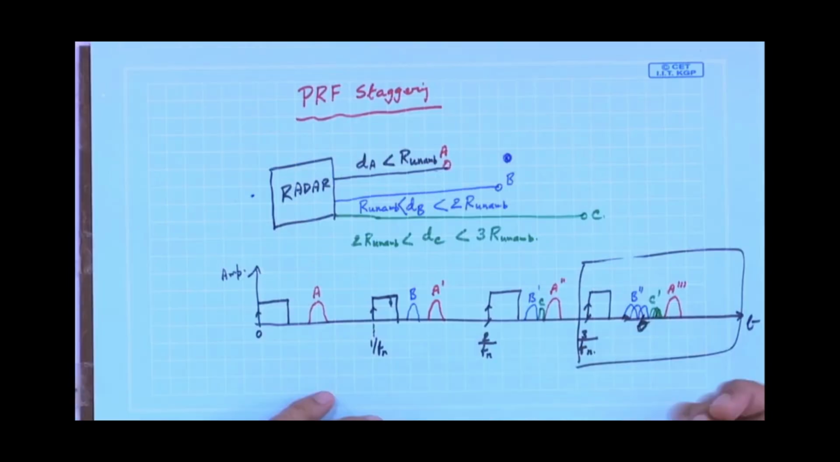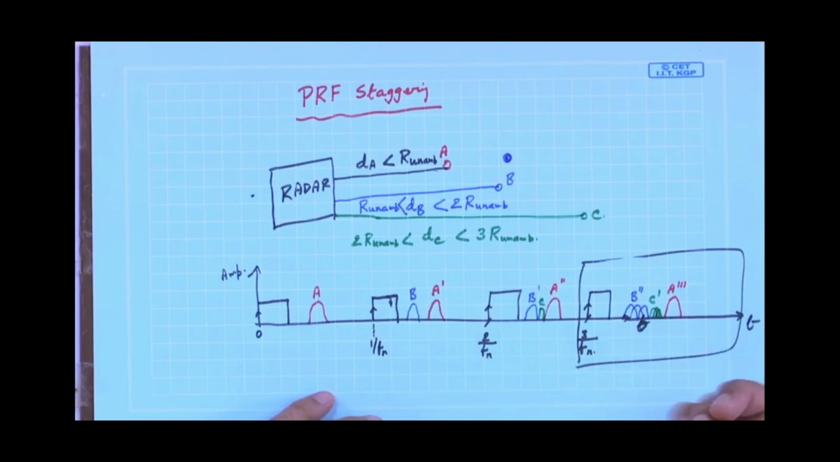This section introduces the concept of PRF staggering, used to resolve range ambiguity in radar measurements. Range ambiguity occurs when a target's distance exceeds the maximum unambiguous range, causing the radar to mistakenly detect the target as being closer than it is. In a thought experiment, the radar observes three targets, A, B, and C, placed at different distances.